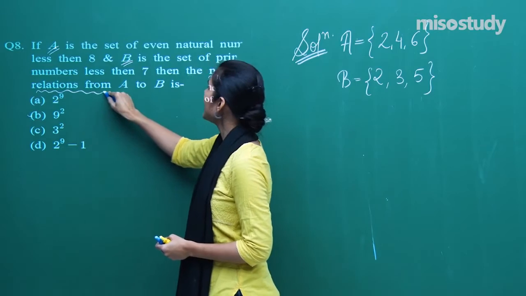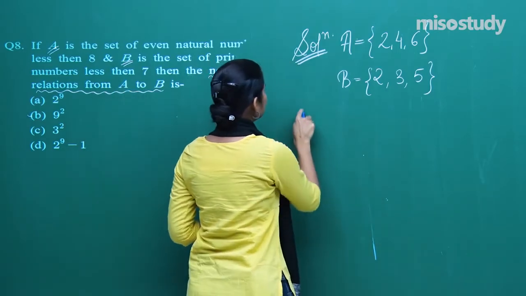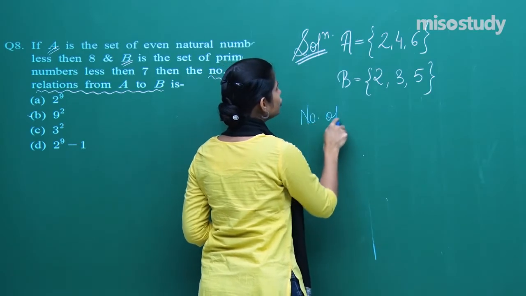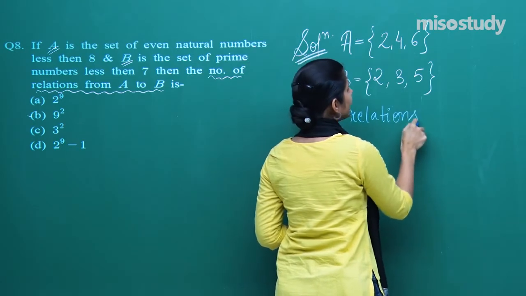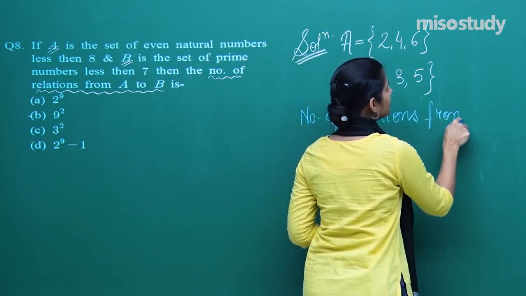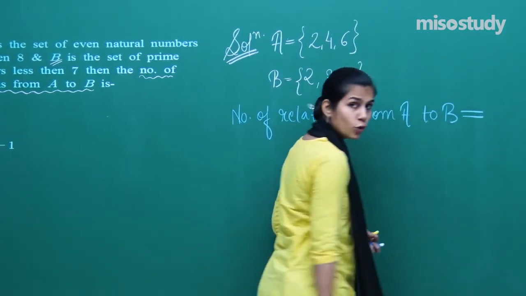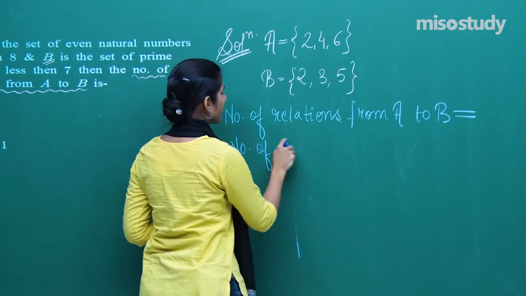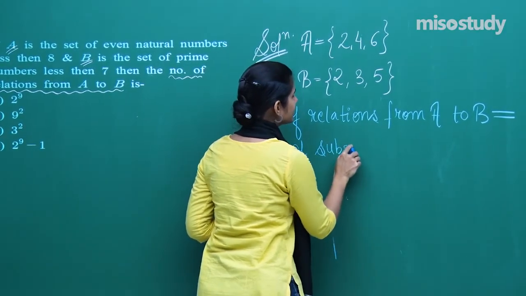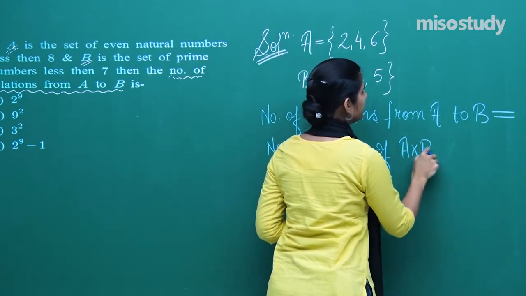The question is the number of relations from A to B. Well, we all know that the number of relations from a set A to another set B is equal to the number of subsets of A cross B.